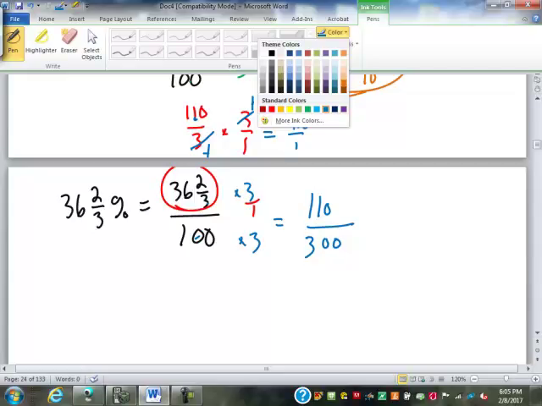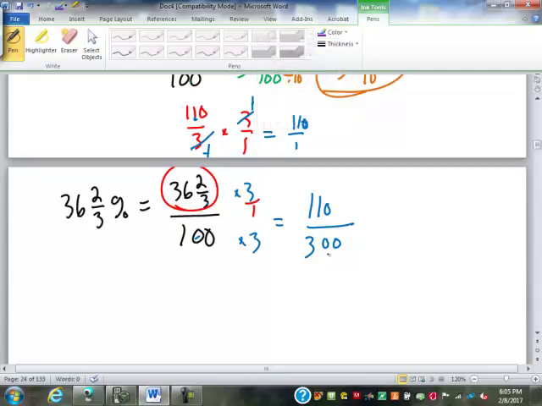So anyway, 110 over 300, both of those can be divided by 10 to give me 11/30. So 36 and 2/3% is the same as 11 out of 30.